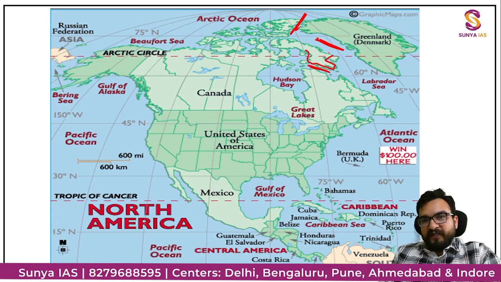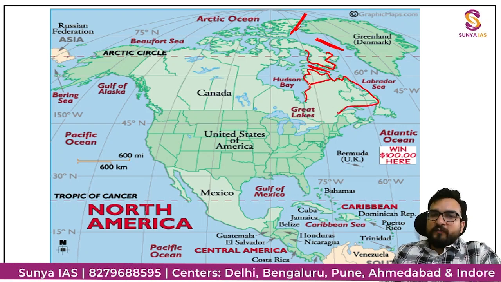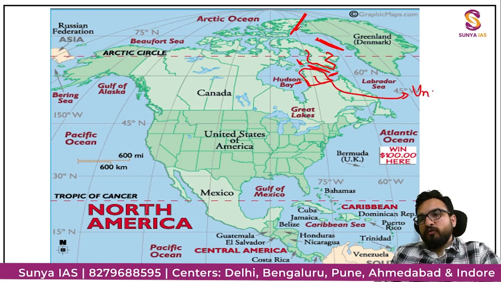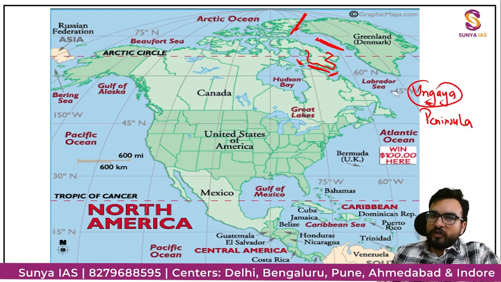Now this is your Baffin Island. This is part of a major peninsula, which is your Labrador Peninsula. But this is also a peninsula, because a peninsula is the part of landmass which is surrounded on three sides by water bodies. So this is your Ungava Peninsula. If this is not written in the map, just write it down. So this is a smaller peninsula, Ungava Peninsula, part of a larger peninsula.